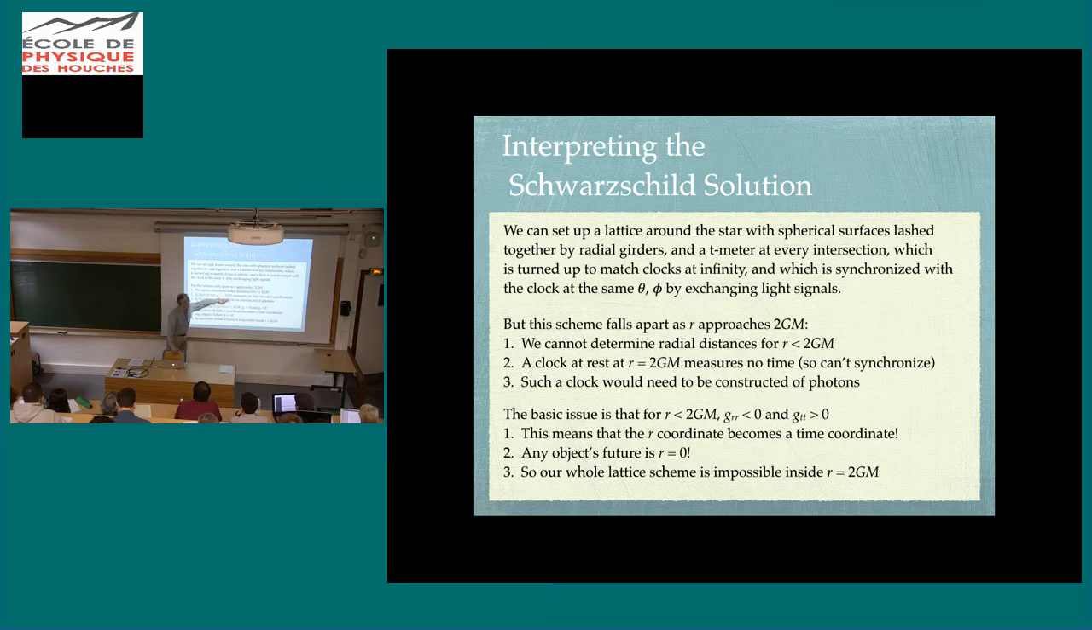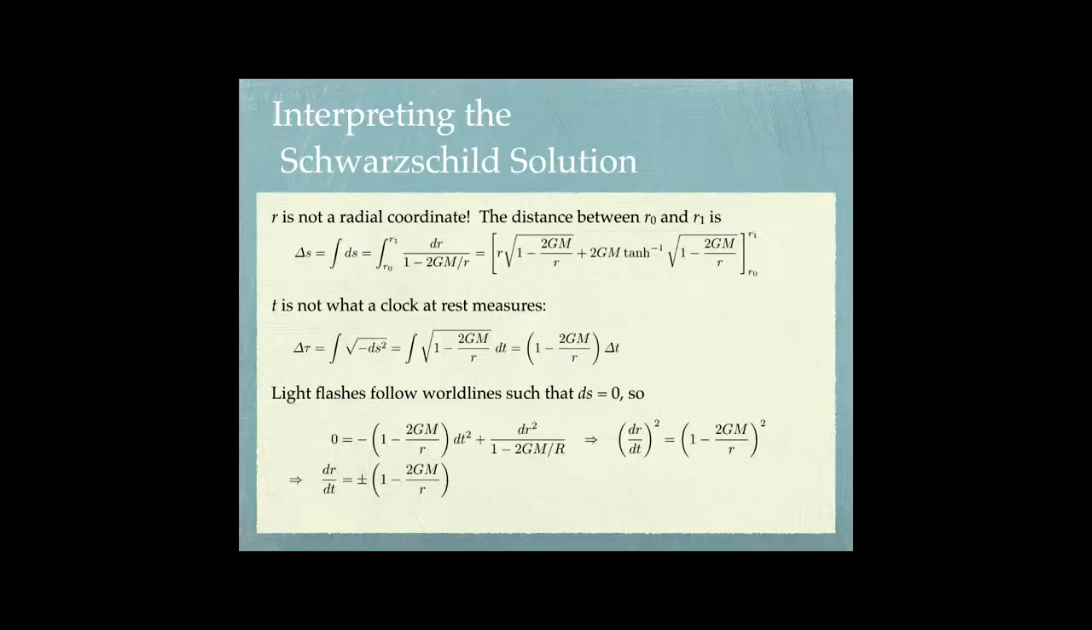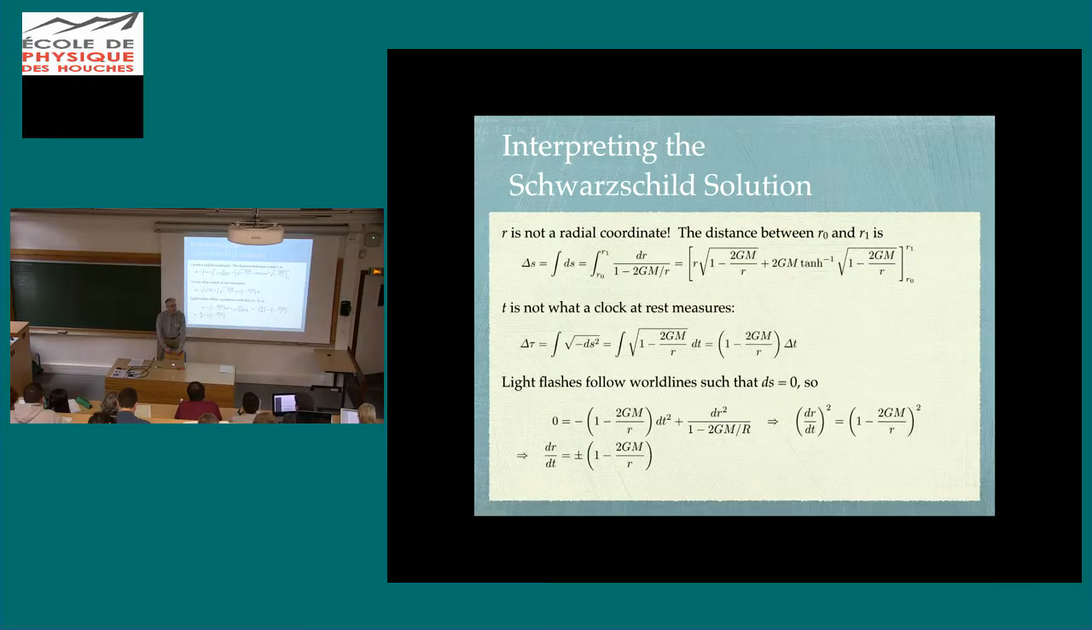A clock at rest at r equals 2GM measures no time at all compared to the clock at infinity, so you can't synchronize. In fact, such a clock and such a user of that clock would have to be constructed of photons because photons are at rest. That was another one of the formulas. At r equals 2GM, one of the solutions is you're at rest. Okay? So your whole lattice is breaking down here.